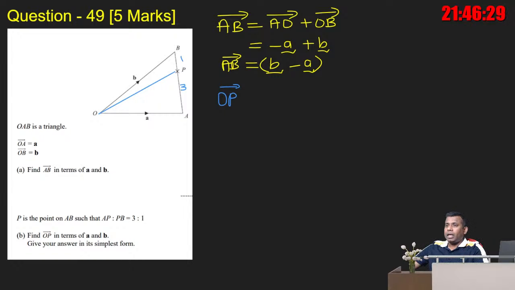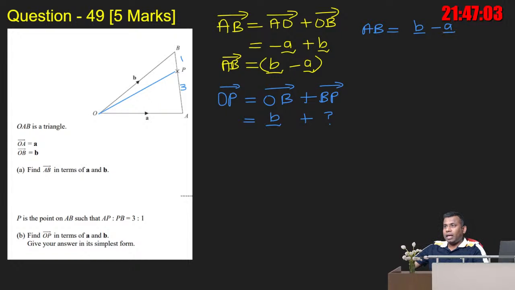So I'm going to write an equation and see if there's any problem or not. O to P equals O to B, then I'm coming back, B to P. O to P is O to B plus B to P. O to B is going to be B vector, plus B to P, I don't know yet. So I am going to do A to P, A to B, which we already know. A to B is B minus A, right?